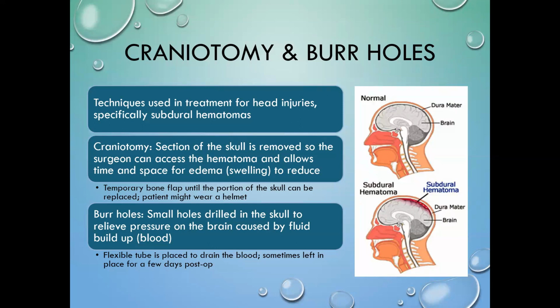So usually a temporary bone flap is put in place of where the missing piece of the skull is. They'll store the piece of that skull in a freezer, or sometimes they'll actually even use a subcutaneous pocket in the abdominal wall, like inside the patient, until the patient is ready for it to be replaced. So that would be like when the swelling is reduced, and they can put their skull kind of back together essentially.